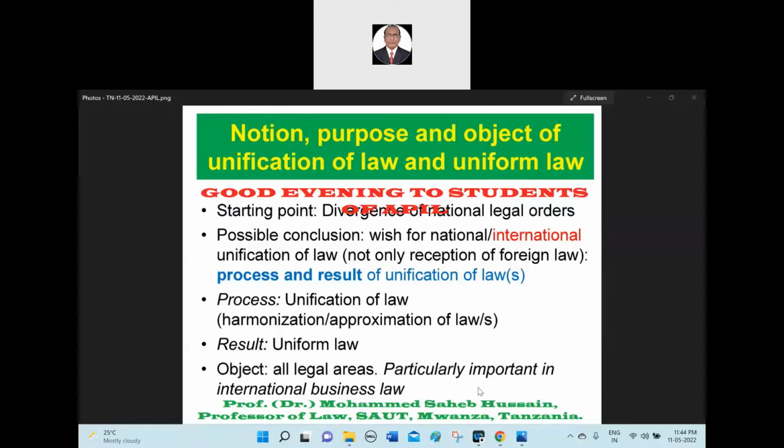Okay. The purpose of the unification is this: if there is a unified law, there is no dispute of geography. Whether the offense is committed in India, in Tanzania, or in Kenya, Uganda or Botswana, if the same law is there, it doesn't make any difference which law is applied. Now, why should we make the unification?